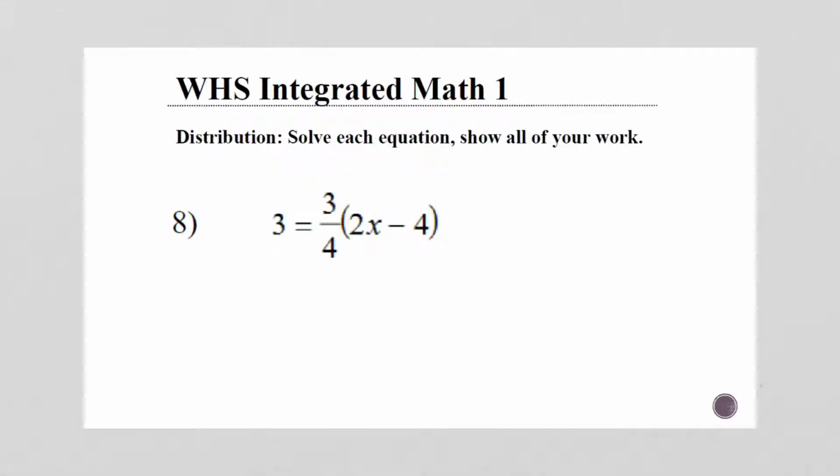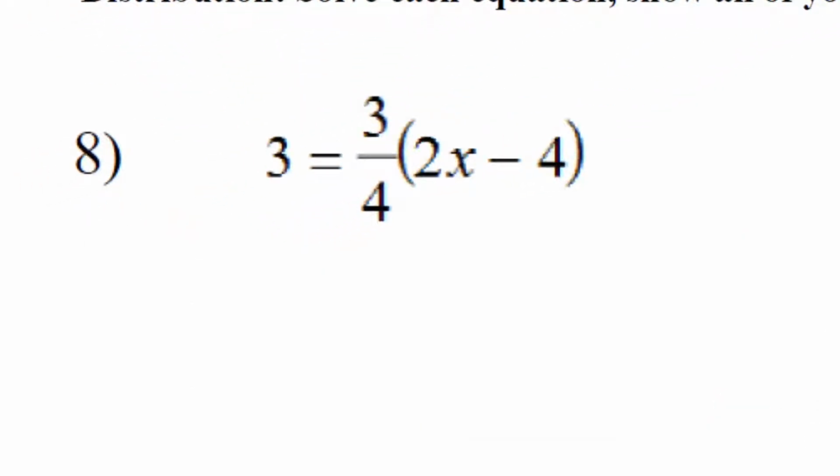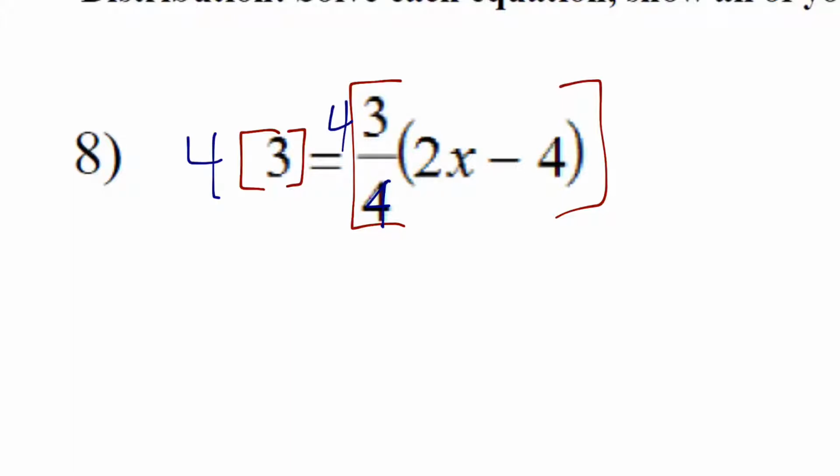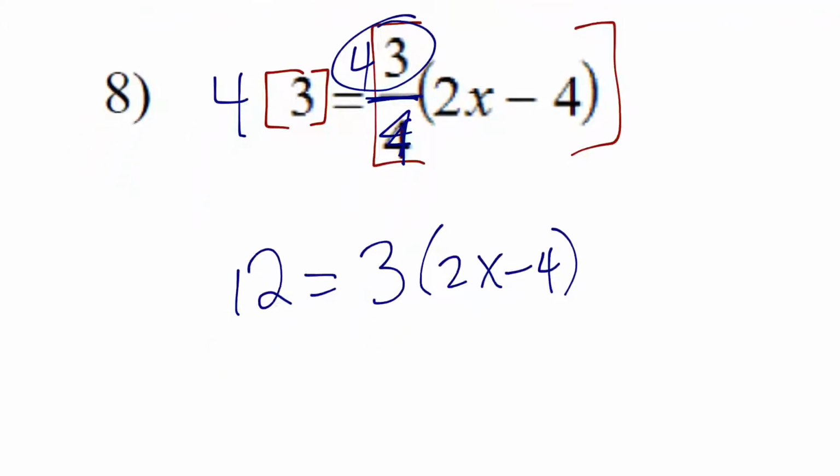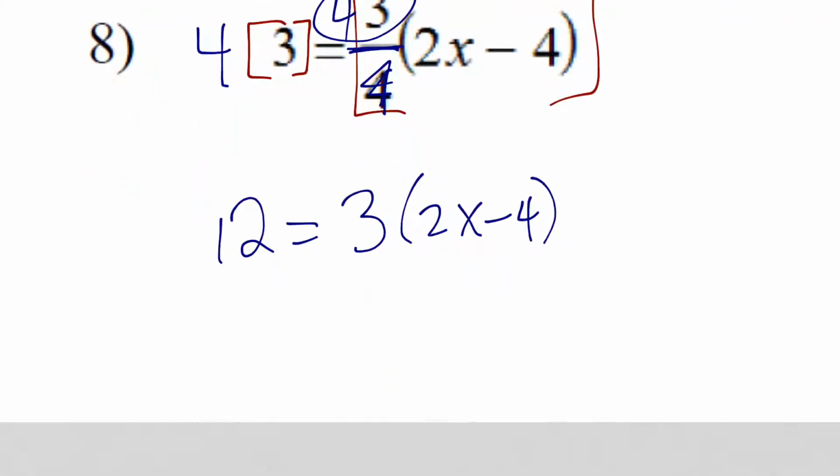Number 8, I have a fraction. So that means I need to multiply each term by the denominator, which is 4. So times 4, times 4. 4 times 3 is 12, so now I get a 12. 4 times 3 is 12 again, divided by this 4 gives me 3. Rewrite the rest. Now I'm going to use distributive property to distribute the 3.